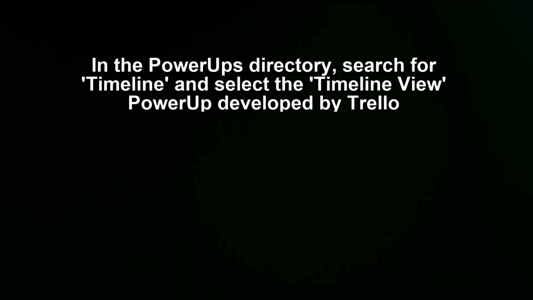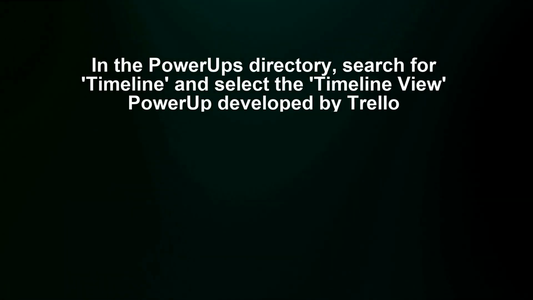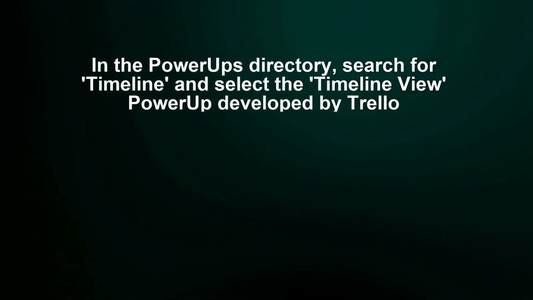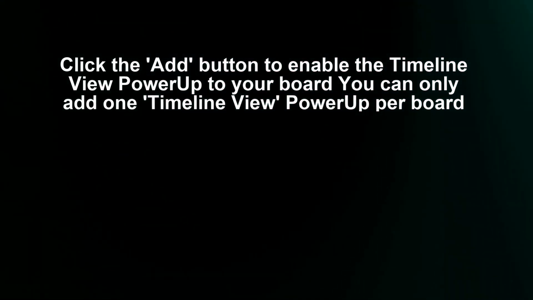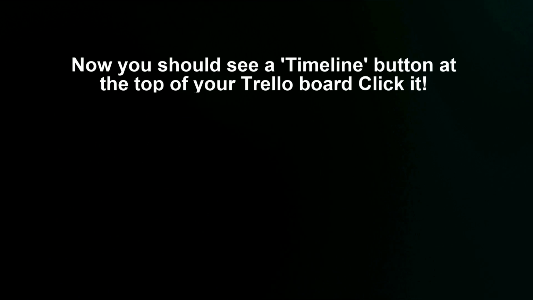In the PowerUps directory, search for Timeline and select the Timeline View PowerUp developed by Trello. Click the Add button to enable the Timeline View PowerUp to your board. You can only add one Timeline View PowerUp per board. Now you should see a timeline button at the top of your Trello board.